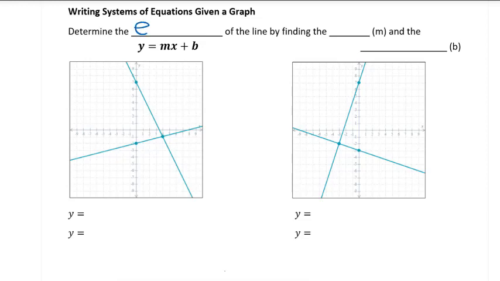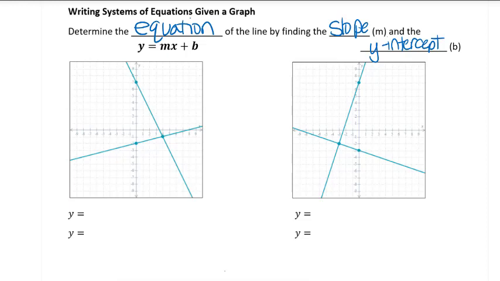Today we are going to be writing systems of equations given a graph. Determine the equation of a line by finding the slope and the y-intercept. Once you find the slope and the y-intercept, or the m and the b, you have enough information to write the equation. And because this is a system of equations, we are going to have to do that 2 times for each problem to write both equations for the graph.